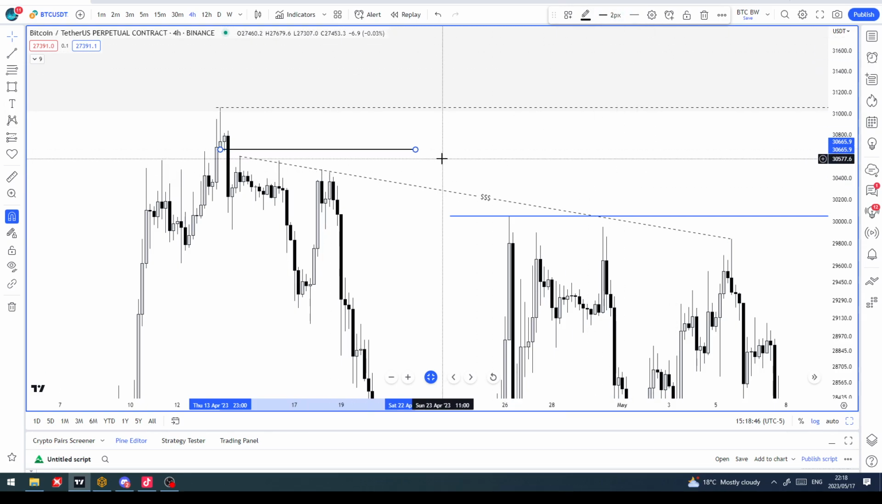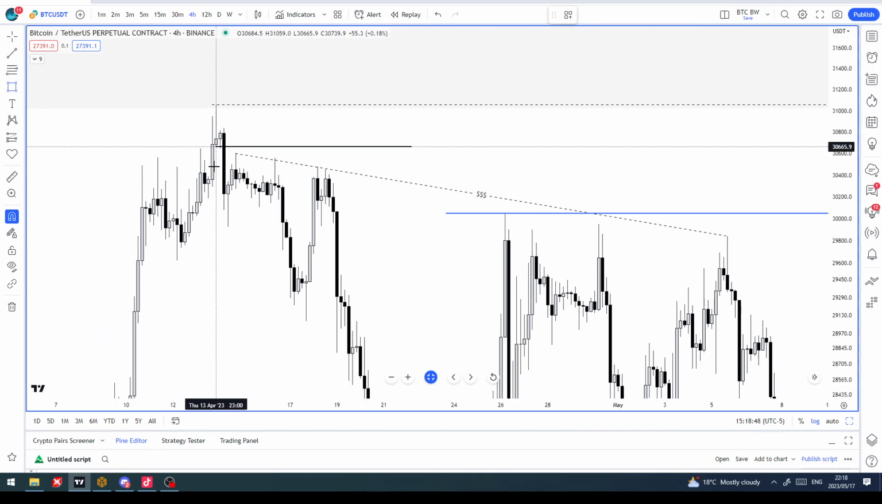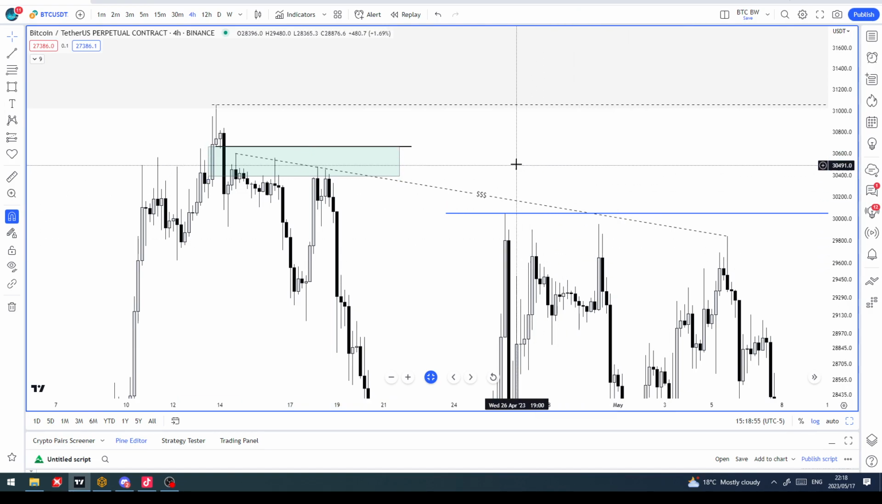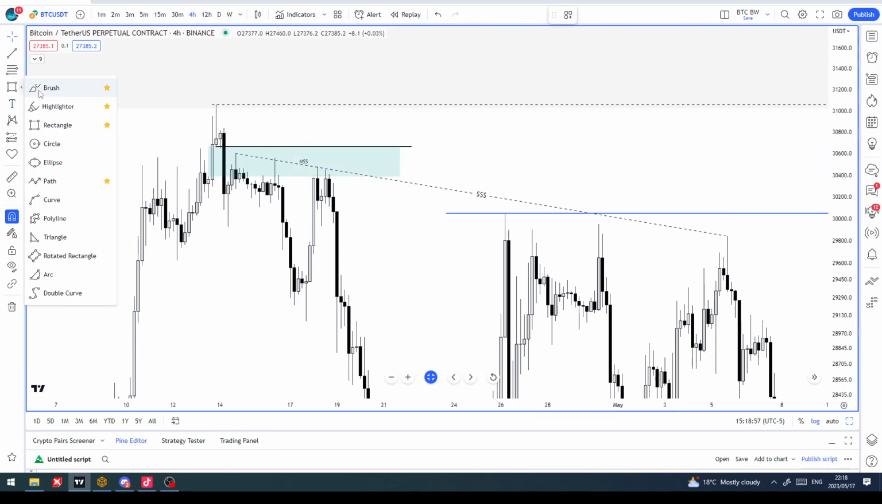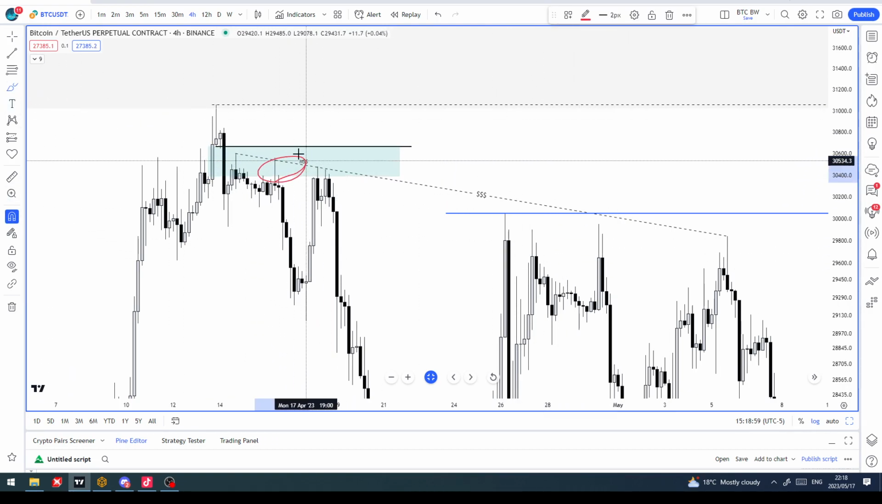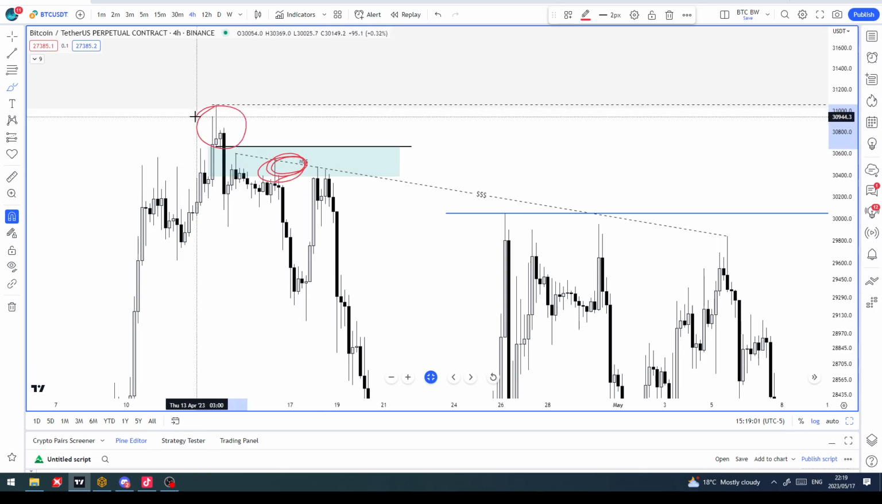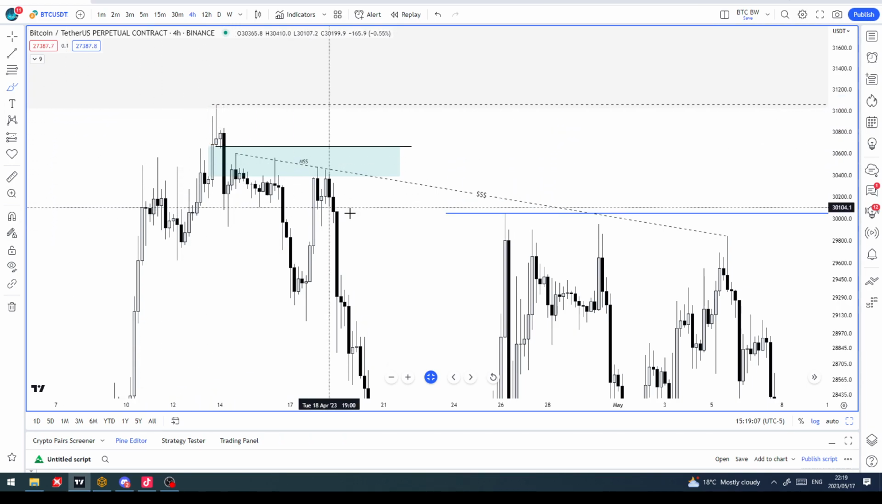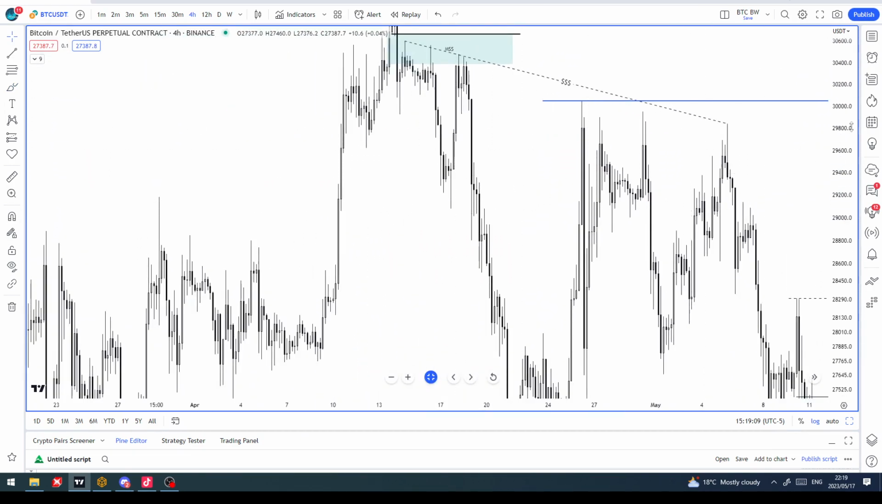OB is validated there. The FEG getting traded through below it is a market structure shift. Market structure shift happened after the OB validation. Order block is likely to get raided. That's the order block up here. We haven't come back and raided it.